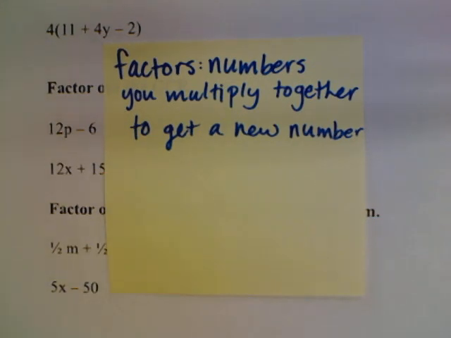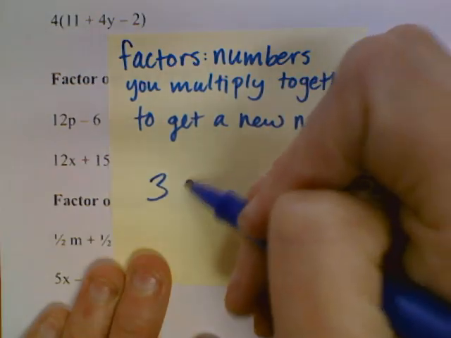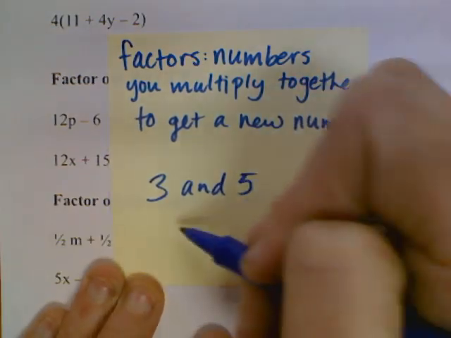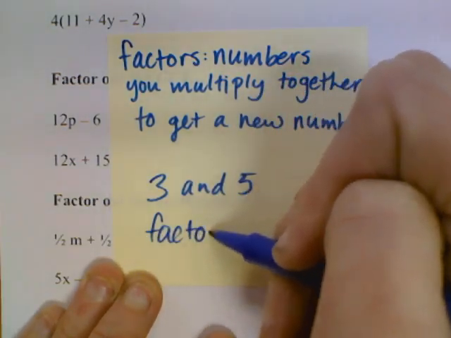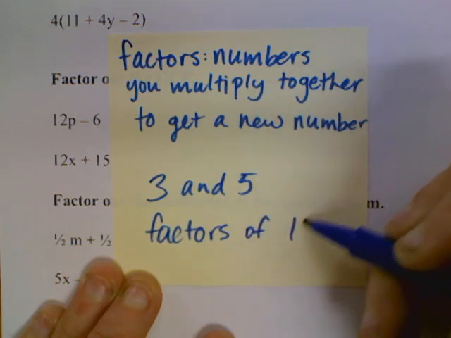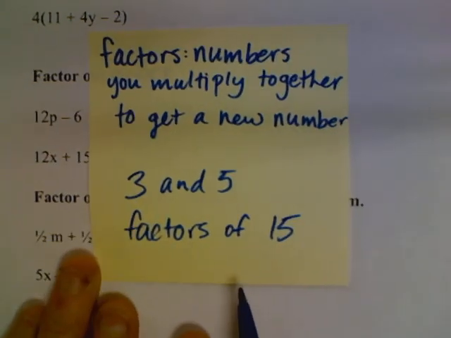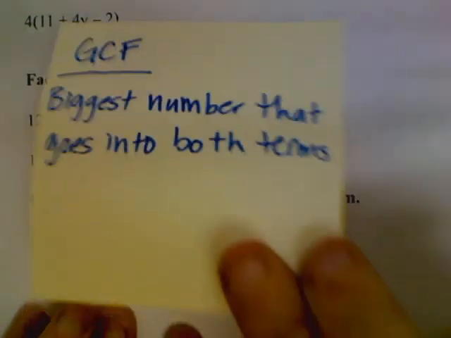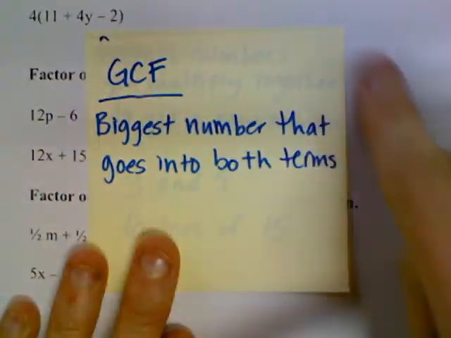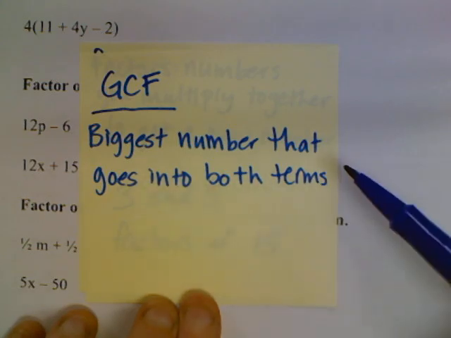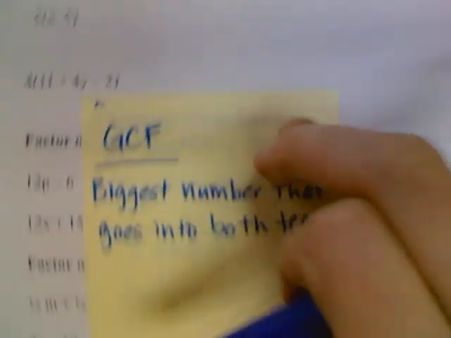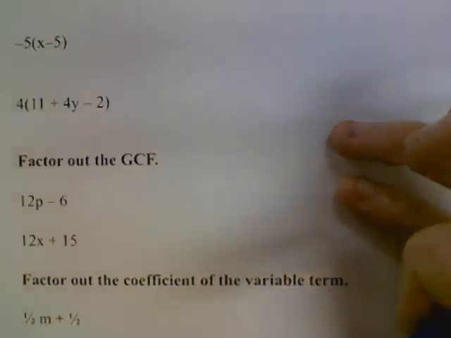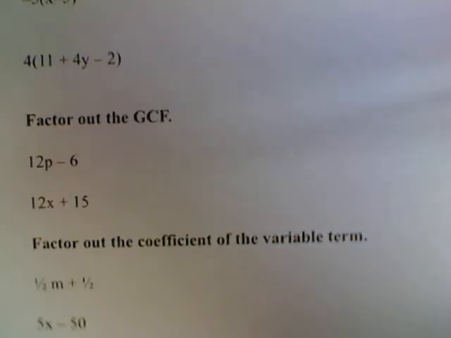So an example of this is 3 and 5, both being factors of 15, because 3 times 5 equals 15. So those are both factors of this number here. When we're looking at GCF, or the greatest common factor, this is going to be the biggest number that goes into both terms.